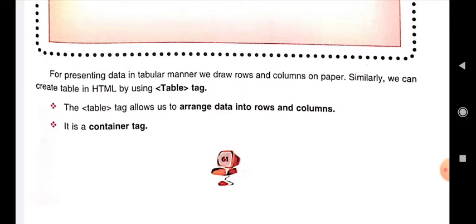Tables are used to display data in a tabular form. For presenting data in a tabular manner, we draw rows and columns on paper. Similarly, we can create a table in HTML. And to create a table in HTML, we use the table tag. The table tag is a container tag, and the table tag has many child tags also. So we use the table tag to create tables in HTML.